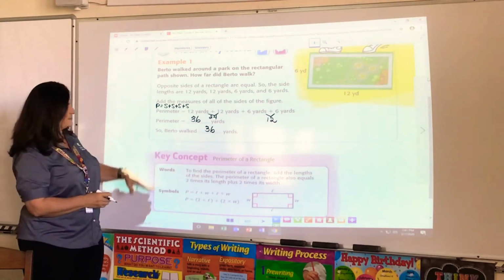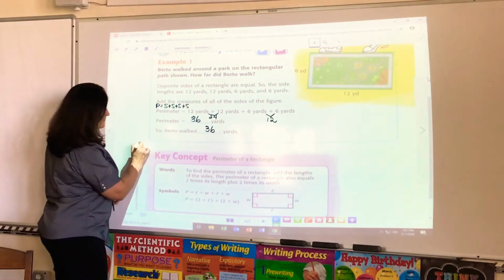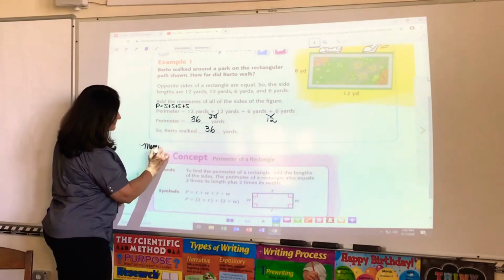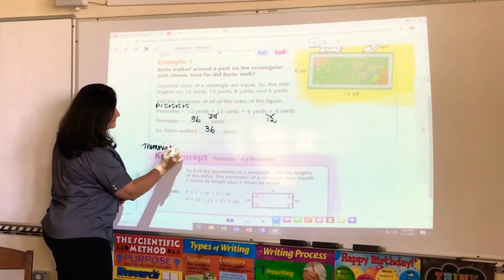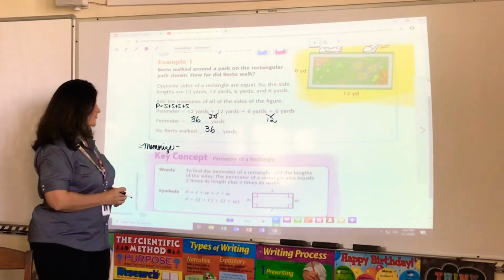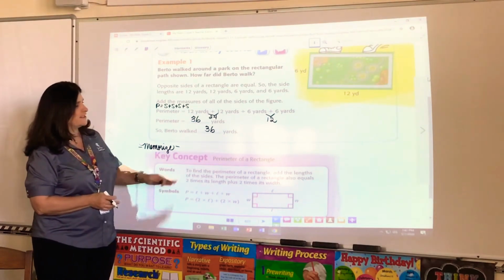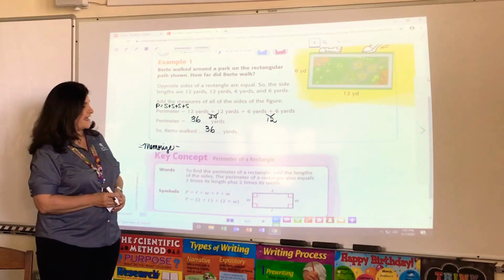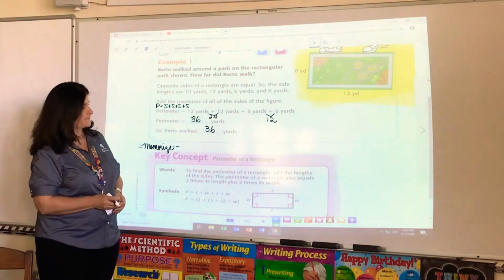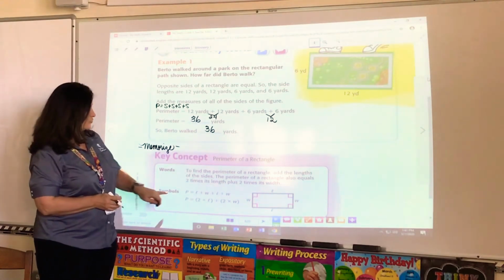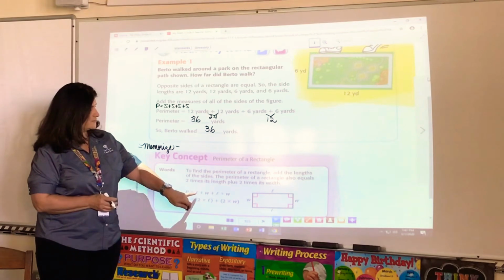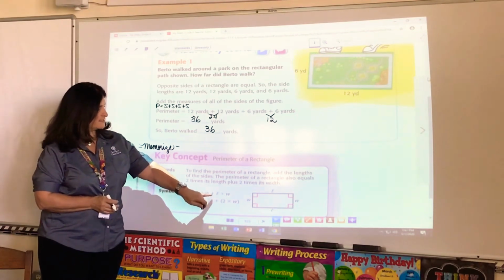Now, here's the key concept, and anytime we have the key concept, you want to make sure you memorize the information in there, because those are the tools to help you with your math. So the words: to find the perimeter of a rectangle, add the lengths of the sides. The perimeter of a rectangle also equals 2 times the length plus 2 times its width. So you can do perimeter equals length plus width plus length plus width.